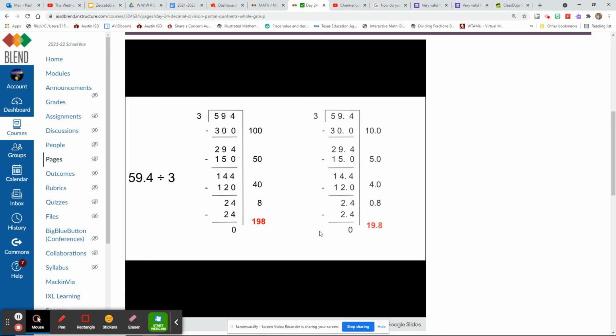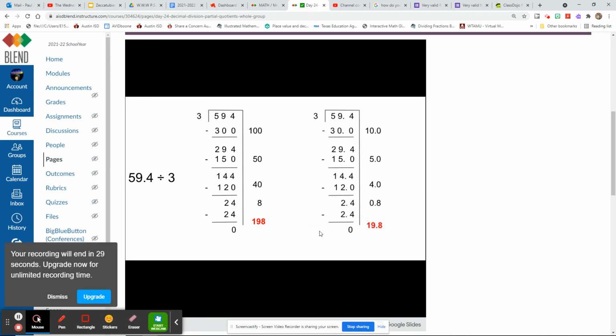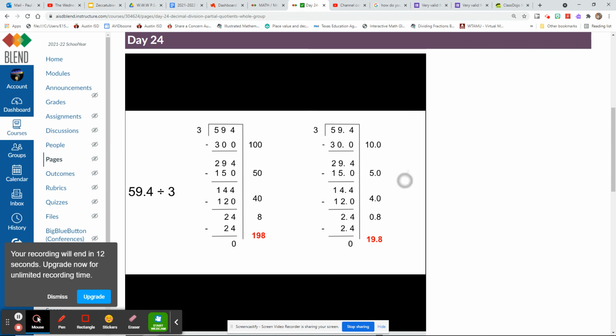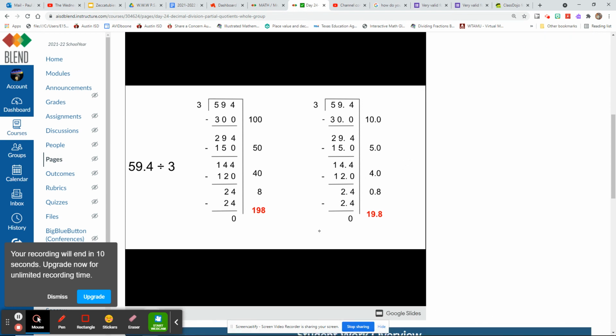This is how it would look with decimals, right? So instead of taking out 100 groups, we took out 10 groups because 3 times 10 equals 30. Instead of taking out 50 groups, we took out 5 groups because 3 times 5 equals 15. Instead of taking out 40 groups, we took out 4 groups because 3 times 4 equals 12. And then we took out 8/10 groups because 8/10 times 3 equals 2 and 4/10.